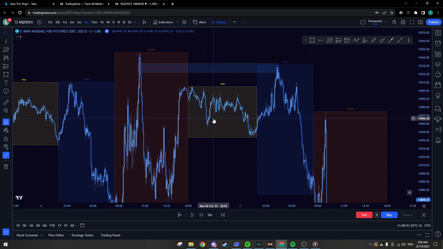So we get that accumulation, manipulation into a PD array, all right? Then that distribution downwards towards sell side. So that's just an example of how you can use sessions to catch the power of three, all right? Now let's move on to the next example for you.